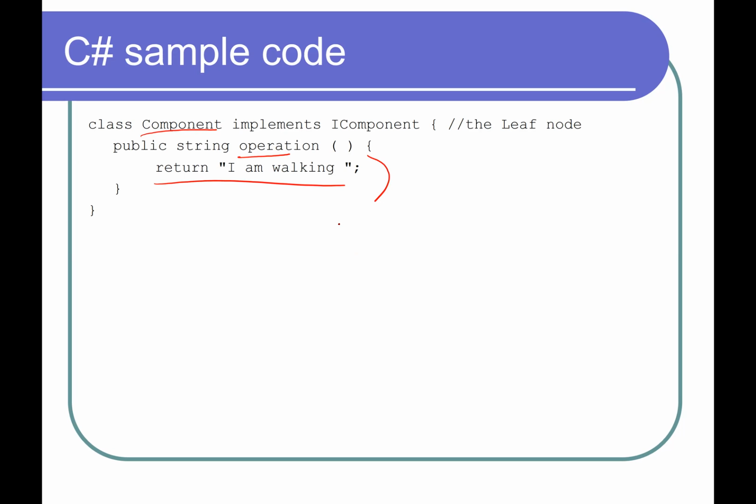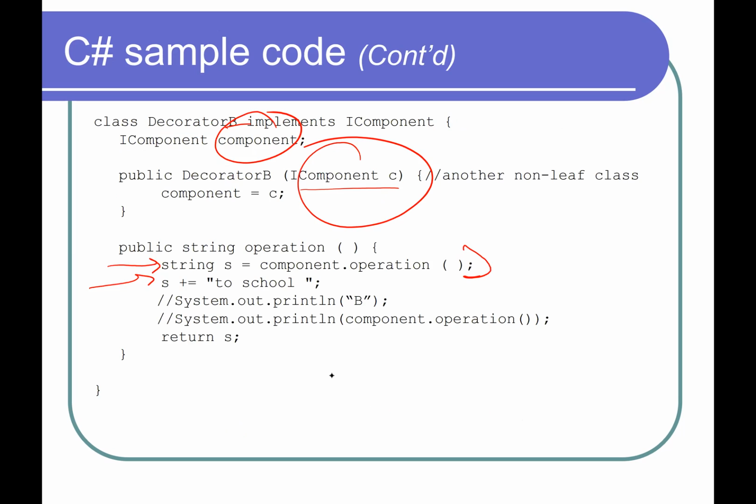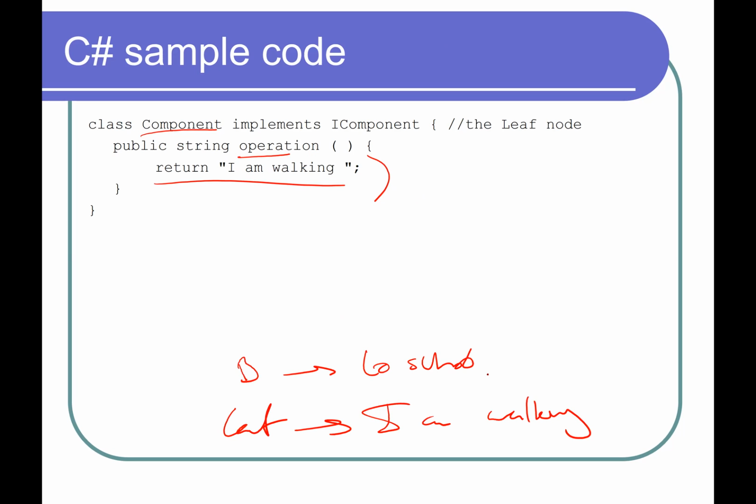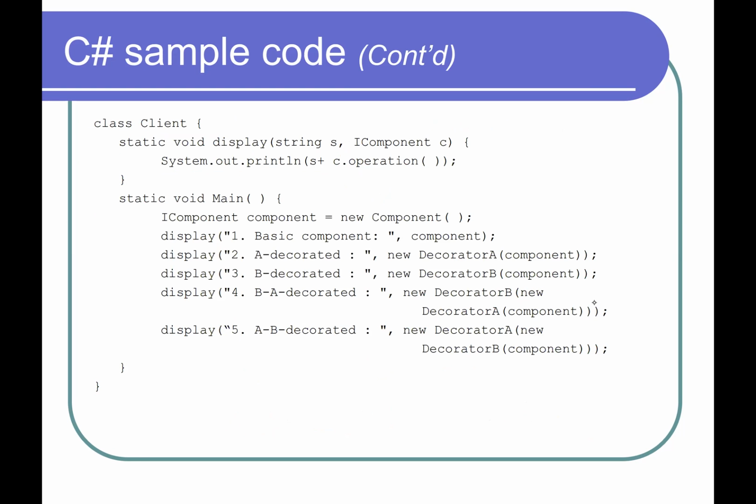So remember this. The substance or the leaf node prints out I am walking. Decorator B prints out to school. And decorator A prints listening to FM, classic FM. Just remember that as we go along. All right, here we are.